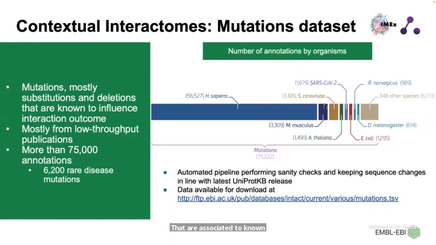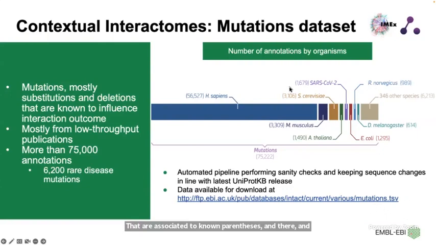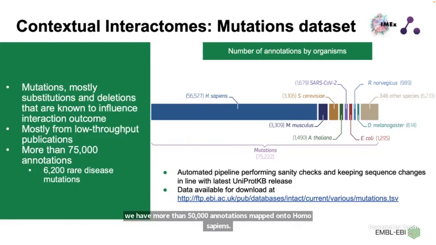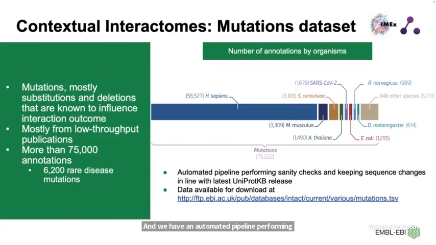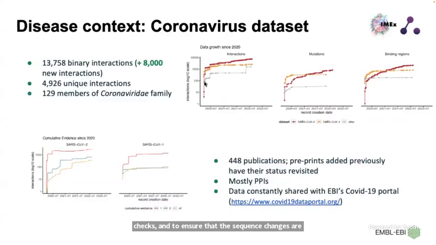And we have more than 50,000 annotations mapped onto Homo sapiens, and we have an automated pipeline performing sanity checks to ensure that the sequence changes are updated in line with the latest UniProtKB release. And also, we have data sets contextualized on the basis of diseases.